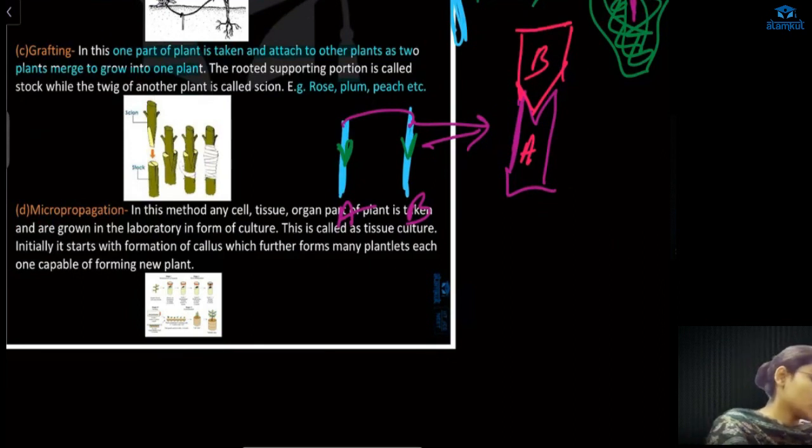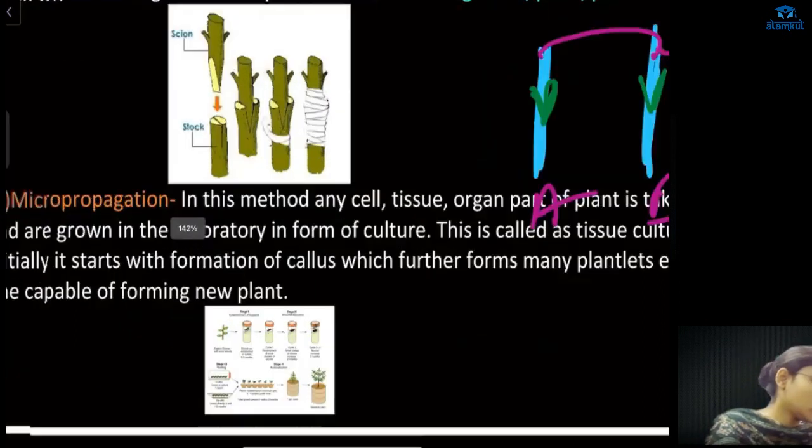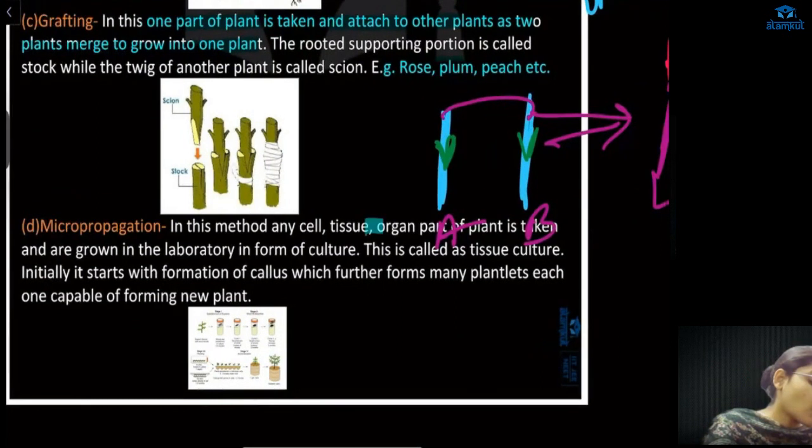Now, micropropagation, the most famously used method, is this one. A cell, tissue, or organ part of the plant is taken and grown in the laboratory in the form of culture. This is called tissue culture. Initially, it starts with the formation of callus, which further forms many plantlets, each one capable of forming a new plant.